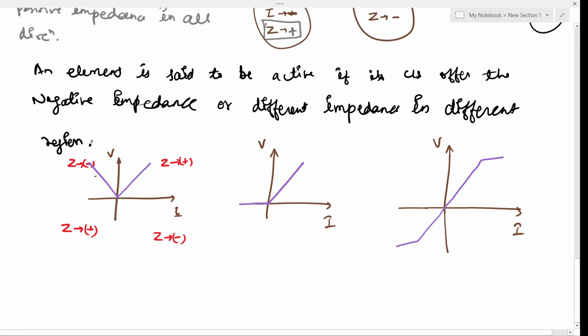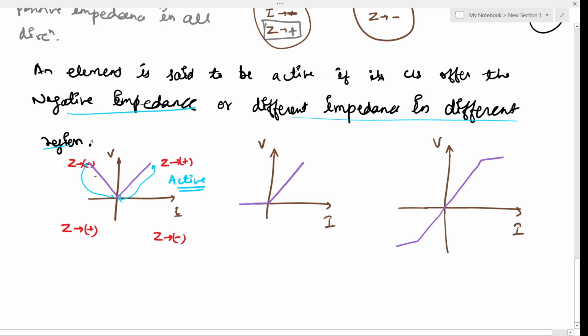This one is the positive impedance, and here this one is the negative impedance. Because of this, this is the characteristic of an active element. What is the statement of an active element? An element is said to be active if its characteristic offers negative impedance or different impedance in different directions. Here in this condition, this one is a different impedance in different directions.